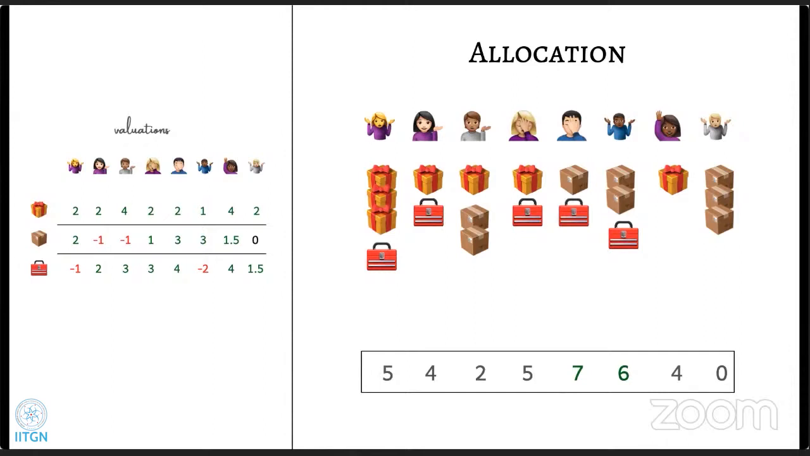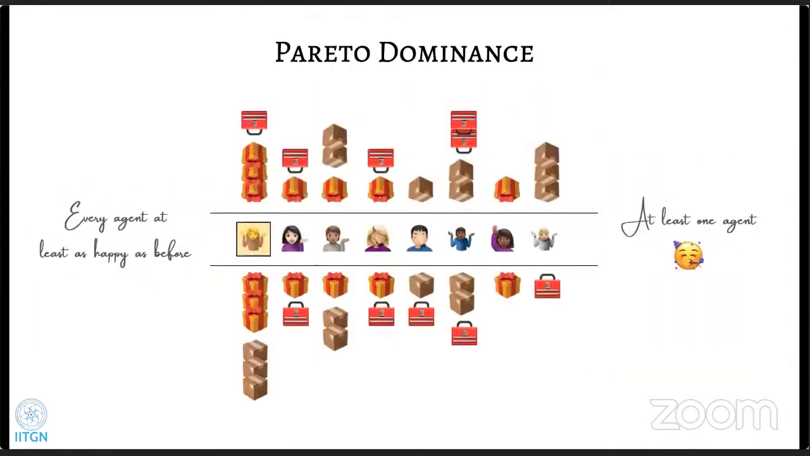And the chap next to him actually values the toolbox at 4. So there is a gain there as well. So in this situation, we were able to modify the allocation that we had so that it became one where for everyone else it's the same, but for these 2 specific agents in question, they're strictly happier than they were before.